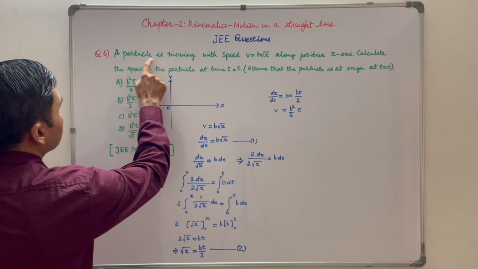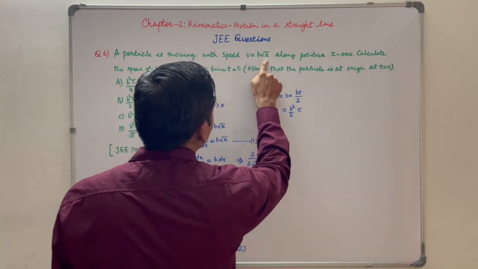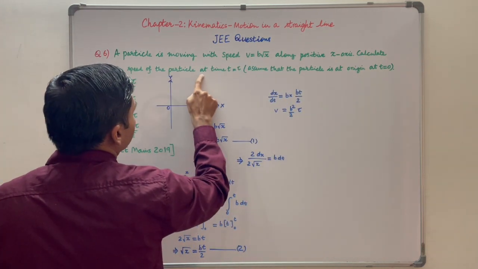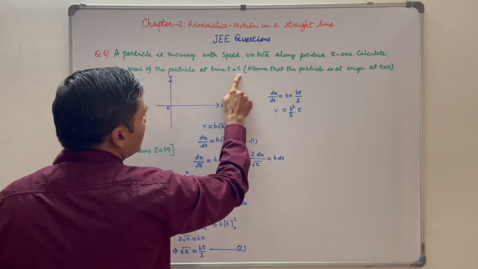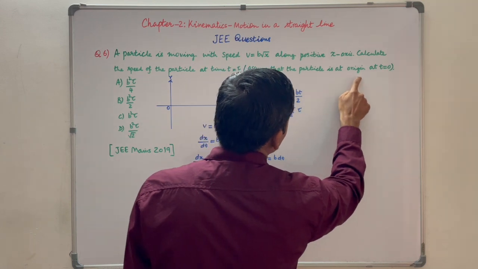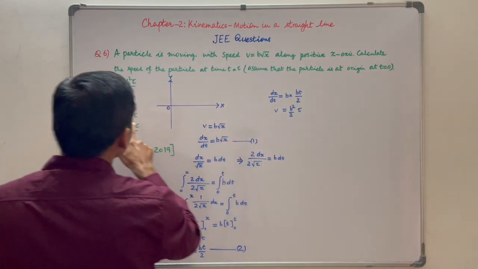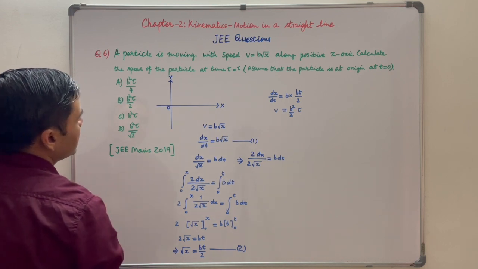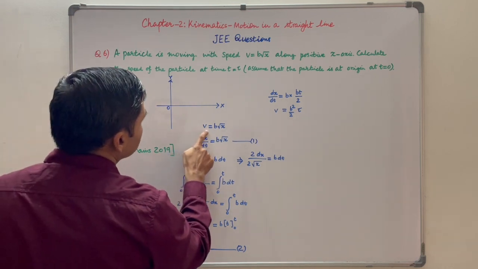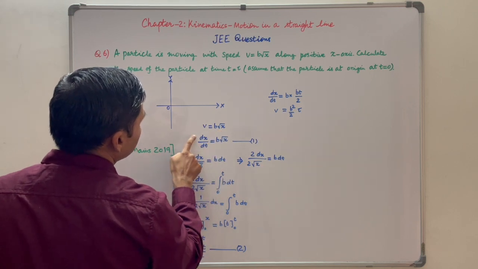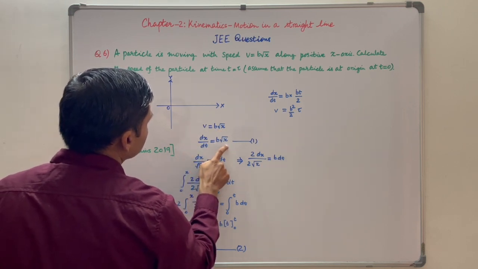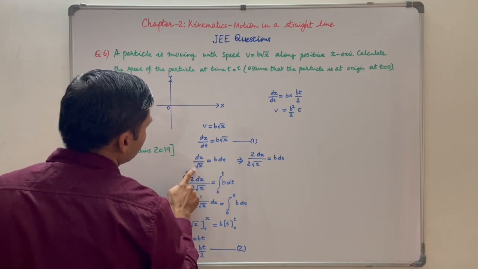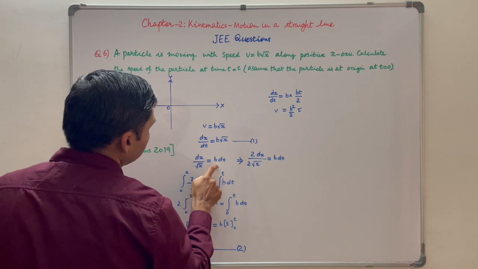Sixth question, a particle is moving with a speed v is equal to b root x along positive x-axis. Calculate the speed of the particle at time t is equal to tau. Assume that the particle is at origin at t is equal to 0. These are the options given. This question appeared in JEE Mains 2019. It is given that v is equal to b under root x. We can write dx by dt is equal to b under root x, as v is equal to dx by dt. Also we can write dx upon root x is equal to b dt.